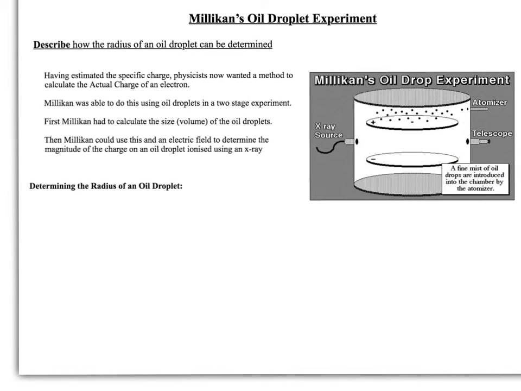So the weight force is going to be mass times g, which we can substitute the density and the volume for. And if we model them as a sphere, which we will do, it's 4/3 pi r cubed times the density times g. So that's the weight force down.